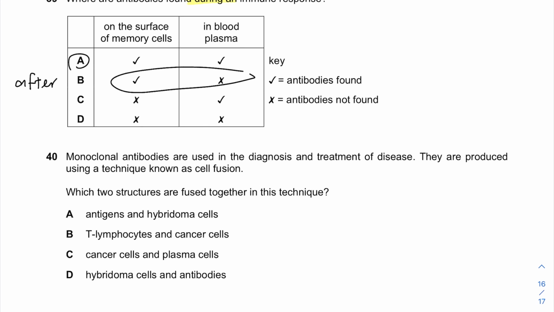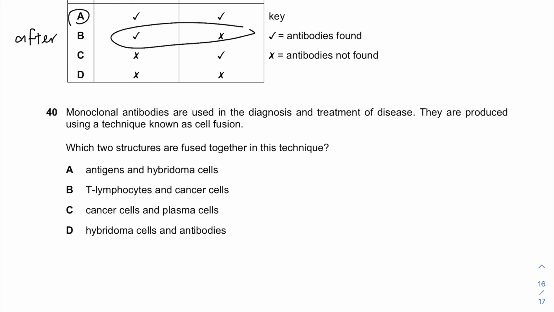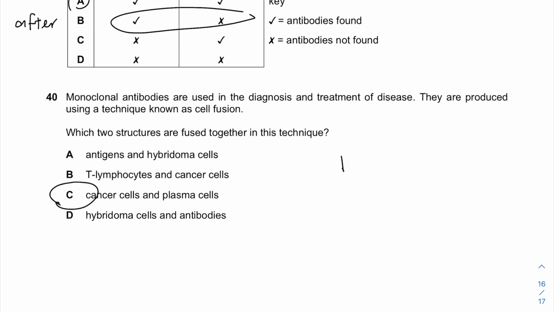Last question. Monoclonal antibodies are used in the diagnosis and treatment of disease. They are produced using a technique known as cell fusion. So these are the hybridoma cells. Hybridoma is the combination of a cancer cell and a plasma cell.